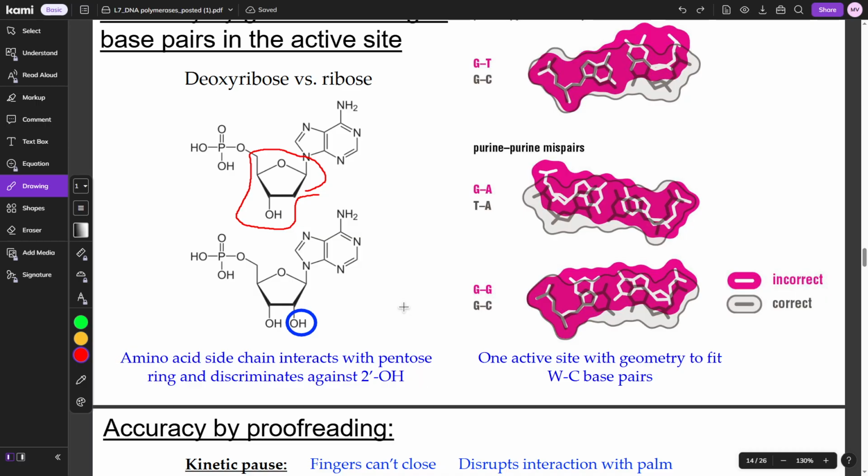And the other thing is that there's one active site that fits the geometry of the Watson-Crick base pairs. So any other base pairs are not going to happen, because the active site cannot fit them in there. Basically, once it has locked onto a base and it's looking for a complementary base, there's a very specific shape that it's looking for. And so it won't bind anything else. The chance of binding a base that you don't want is very low, because the shape doesn't permit you binding something that doesn't fit.